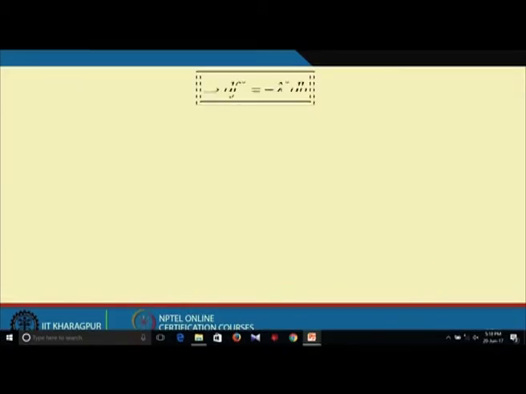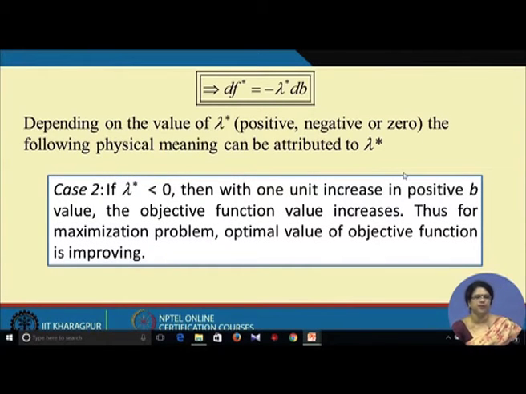Just take the reverse case, when lambda star is less than 0, then one increase in b, positive increase in b, what will happen? The f value will increase. That means it is bad for the minimization problem. That is why that is the loss for the minimization problem, but that is the gain for the maximization problem. That is why if I just relax the space little bit for lambda star positive, the corresponding constraint, if I just relax, then we will get better value for the maximization problem, but the worse value for the minimization problem.